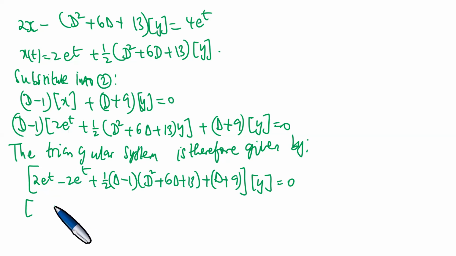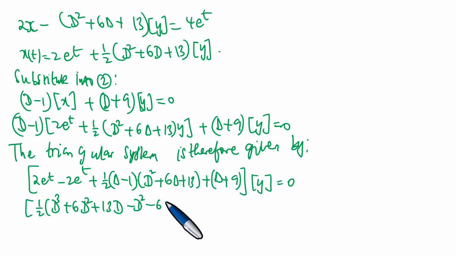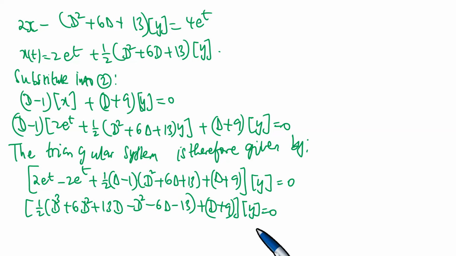Okay, let's multiply out here, please. Let's multiply out. So if you multiply out here, what are you going to have? You're going to have the 1/2 d times d squared is d cubed. D times 6d is 6d squared. D times 13 is 13d. Then you multiply these, and then plus d plus 9 into y. We get exactly this over here.